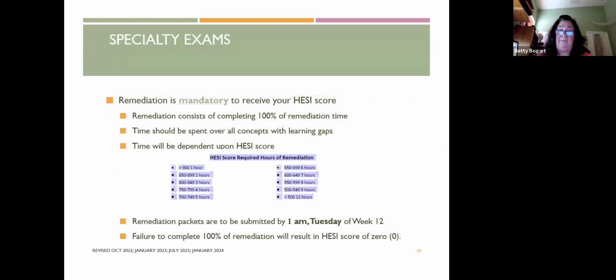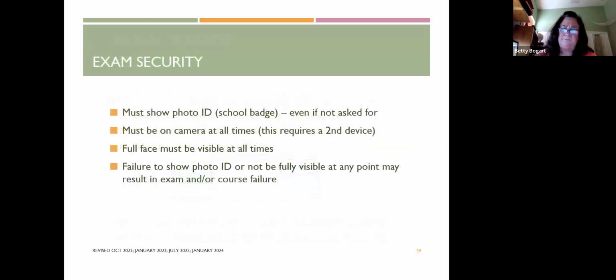Remember, there's remediation afterwards, so that they need to be done. They have to be in by Monday night or Tuesday morning of week 12. If you don't do it, and I'll be sending you reminders, of course, you'll get a 0. Again, exams, whatever you show, either school ID or your driver's license, and we do each person at a time.